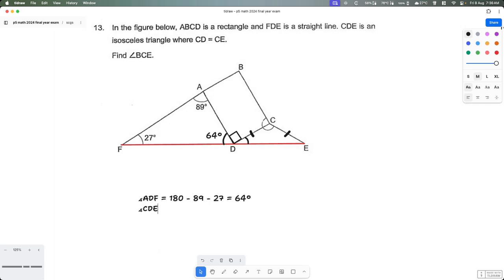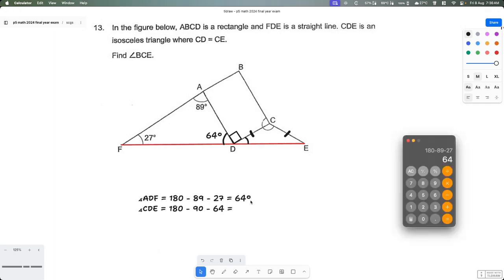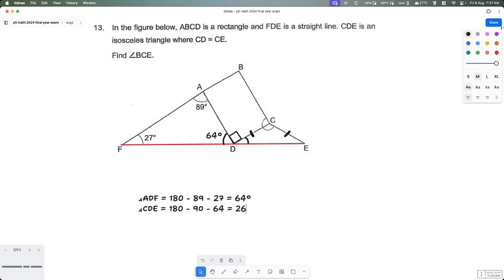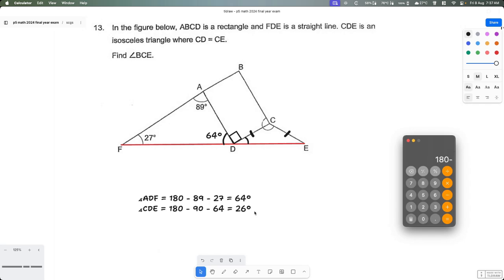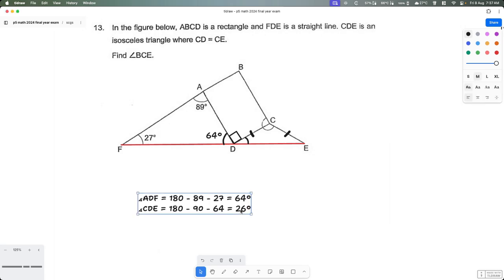CDE is equal to 180 minus 90 minus 64. Let's see, 180 minus 90 minus 64 is not 54, it should be 26 degrees. So 180 minus 89 minus 27 is 64, and 180 minus 90 minus 64 is equal to 26. Now we know that this over here is 26 degrees.